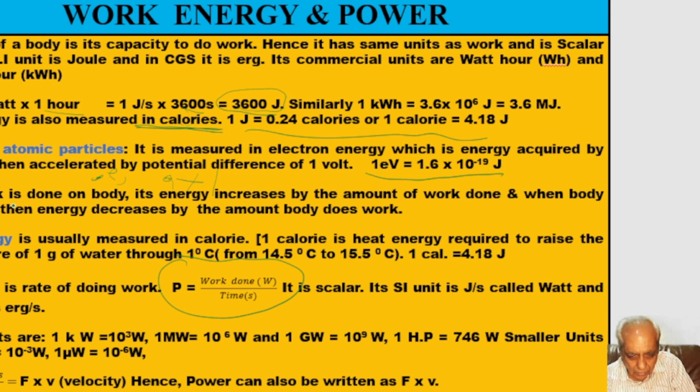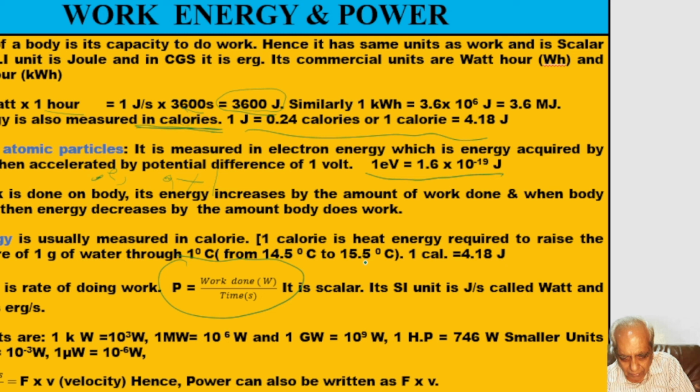So if you do any amount of work on a body, its energy will increase by that amount. And when the body does the work, its energy will decrease. Okay. Now to be more specific, 1 calorie is the heat energy required to raise the temperature of 1 gram of water through 1 degree Celsius, but to be more scientific, from 14.5 to 15.5. And this is the conversion. I think we have studied this previously also.